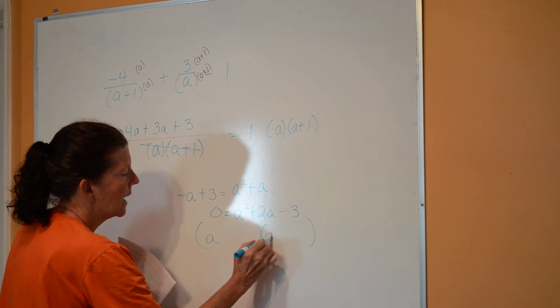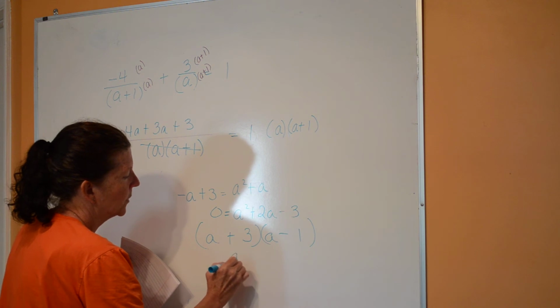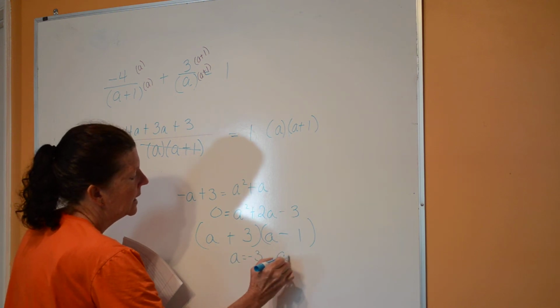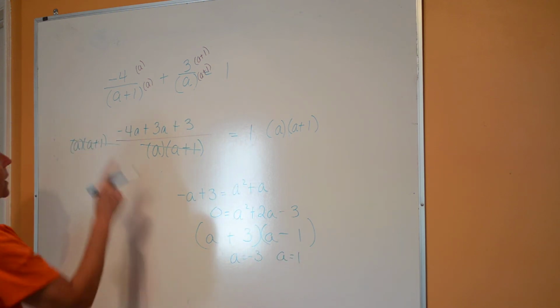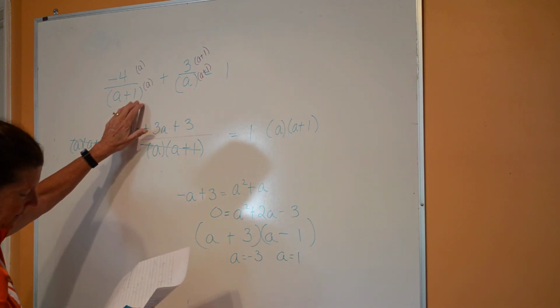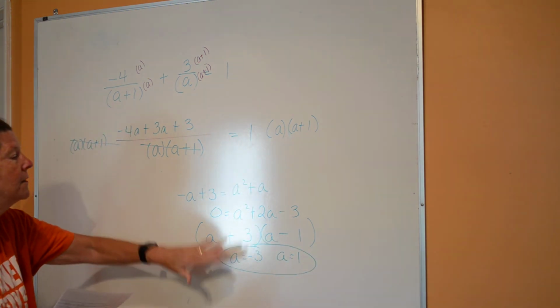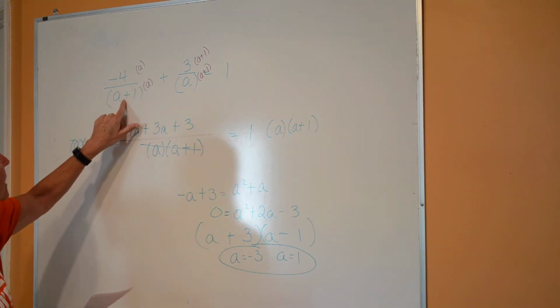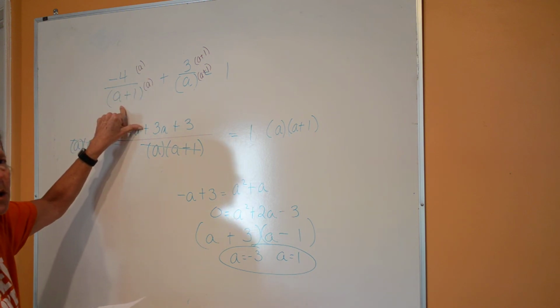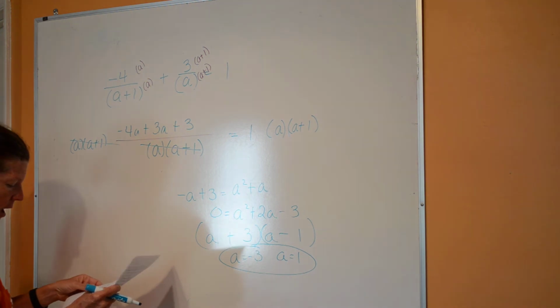So I have an a, I have an a, and I have a plus 3, I have minus 1, so A is equal to negative 3, A is equal to positive 1. I go back up here, do either one of those make that undefined? And it doesn't, so both of those work. Remember, undefined means if I plugged it into the denominator would equal 0, and I'm not allowed to have that.